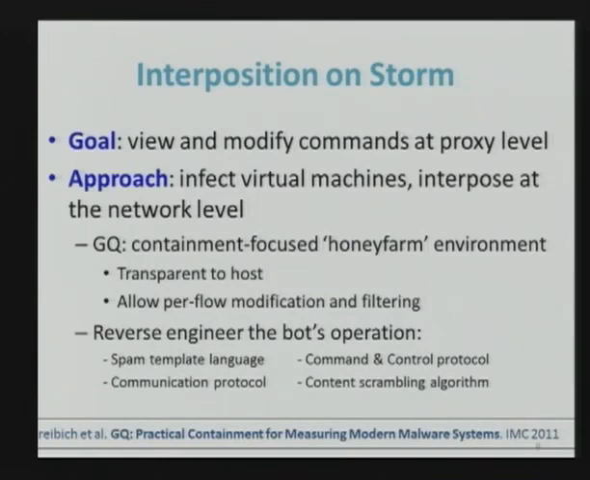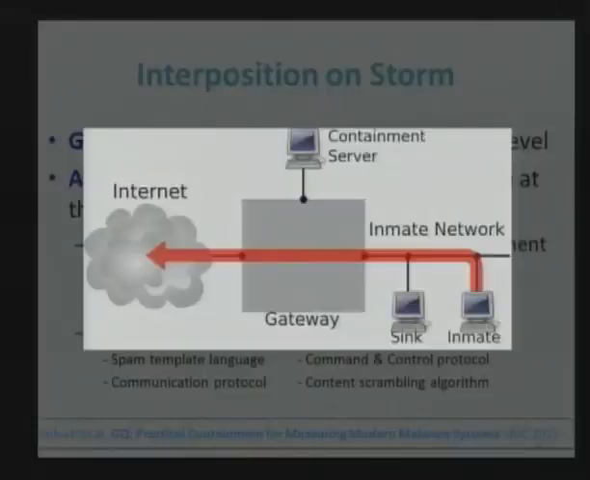So our approach here was to infect virtual machines that we controlled with this malware, and we made sure that they were being instantiated as proxy bots so that they would ferry these commands back and forth with the bot master. And in order to do this, we had to build the GQ containment-based honey farm. This is an architecture that allows us to run a bunch of virtual machines within a network that we control. They're completely unmodified virtual machines running completely unmodified malware.